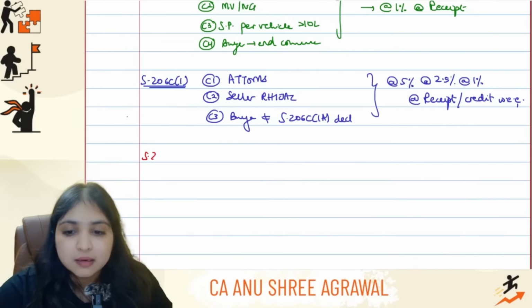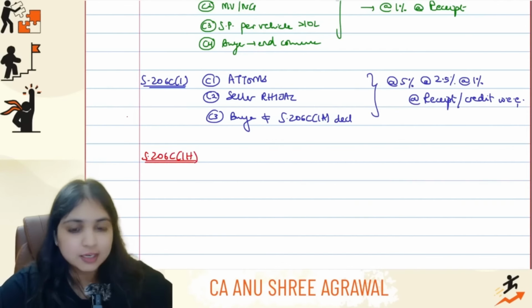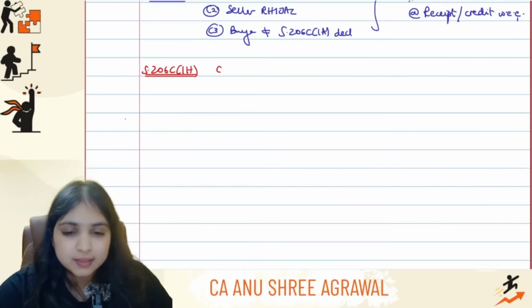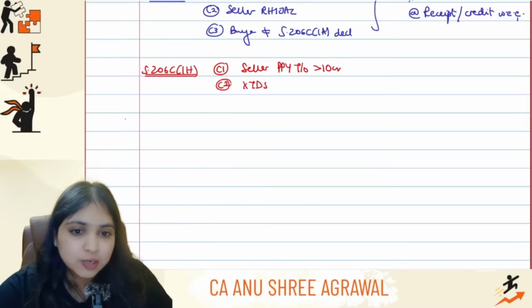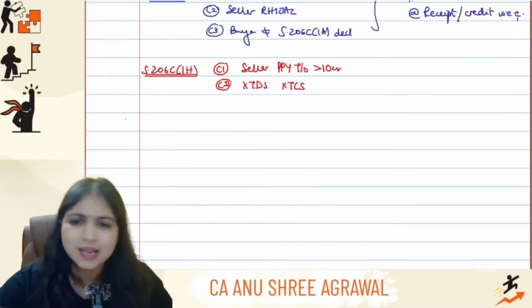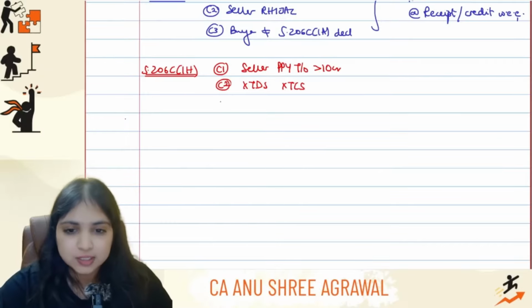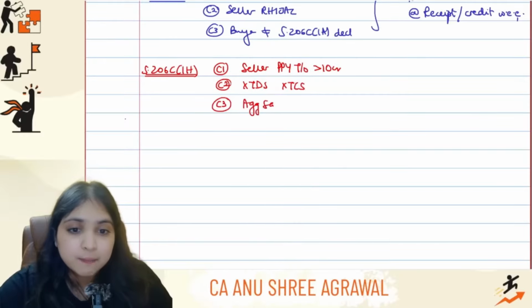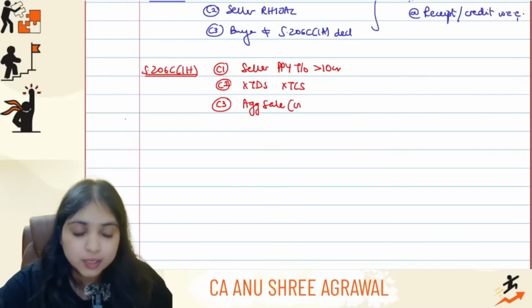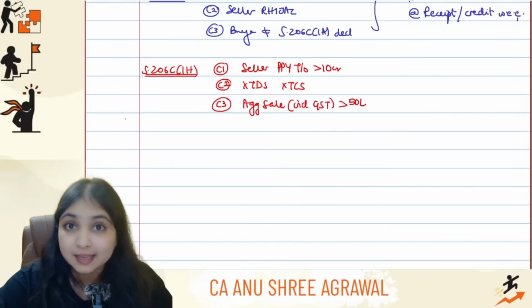Then after this, our third TCS section was 206C1H. Here we had only 3 conditions, guys. Condition number 1 is that the seller can be any person, just that his preceding previous year turnover has to be more than 10 crore. Then condition number 2, no other TDS section should apply, no other TCS section should apply. Last priority only you will give to 206C1H. And condition number 3 is that the aggregate sale between the buyer and the seller, including GST, has to be more than 50 lakh in that particular year.